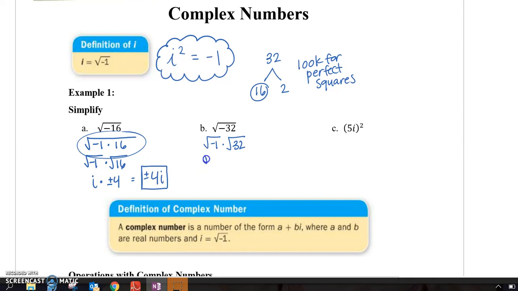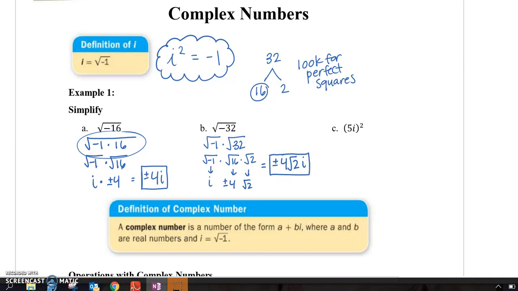So I'm going to rewrite this down here: square root of negative 1 times square root of 16 times square root of 2. So this turns into i. Square root of 16 is plus or minus 4 again. Square root of 2 is just square root of 2. So when we simplify, we'll get plus or minus 4 square root of 2 times i. That order is conventional, what you normally see.